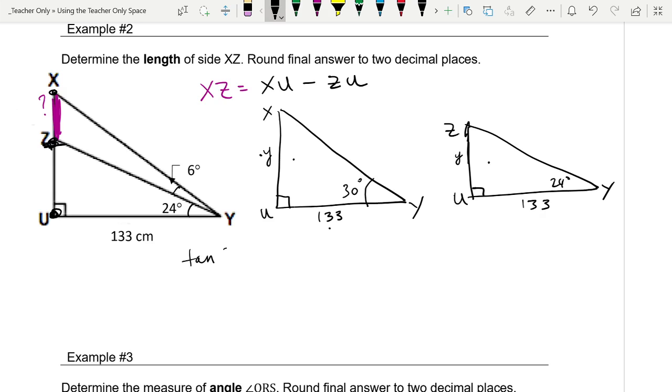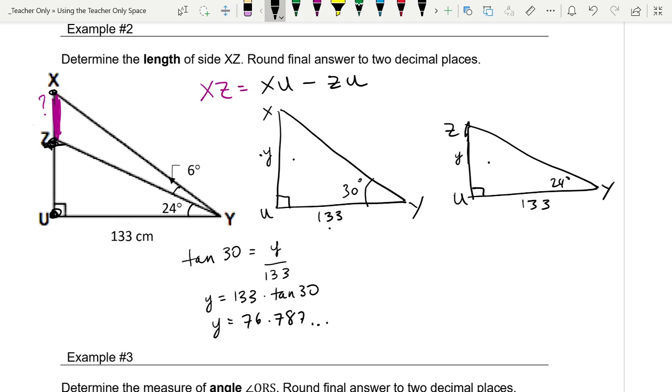Tangent of 30 degrees is equal to opposite over adjacent. So that little side I'm looking for is 133 times the tangent of 30. Okay, I punch buttons. What do I get? 133 times tangent 30. 76.78, 79, I guess, but I'm not rounding yet. That's not my final answer. So that's this triangle dealt with.